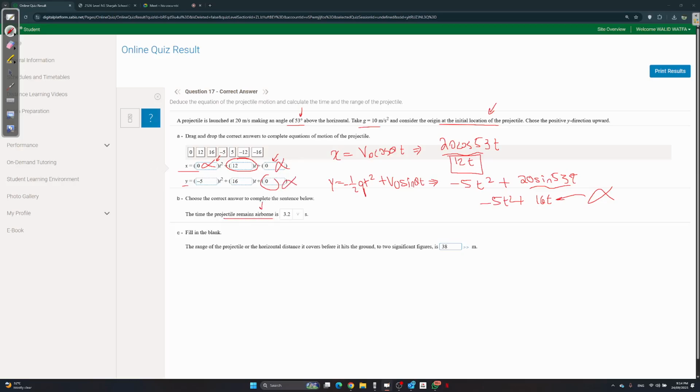The time the projectile remains airborne, so they want t total. This is different than the time to reach maximum height. This is 2 v node sine theta over g. So 2 times 20 sine 53 over 10, which is 3.2. The range, what's range? R is equal to v node squared sine 2 theta over g. So it's going to be 20 squared sine 2 times 53 over 10, and you get 38.